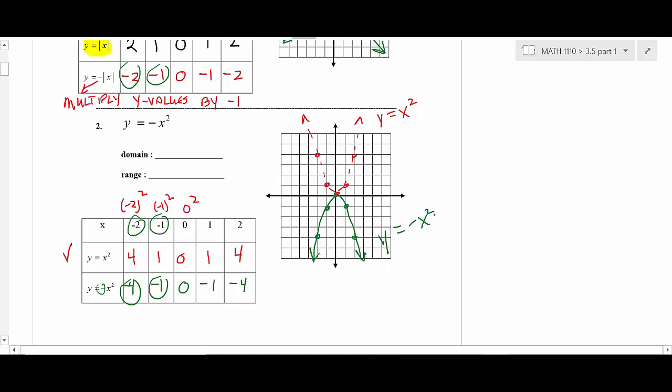Everybody see how that works? The negative in front of a function makes all the y values change. That's why it reflects it. Everything moves across the x-axis.